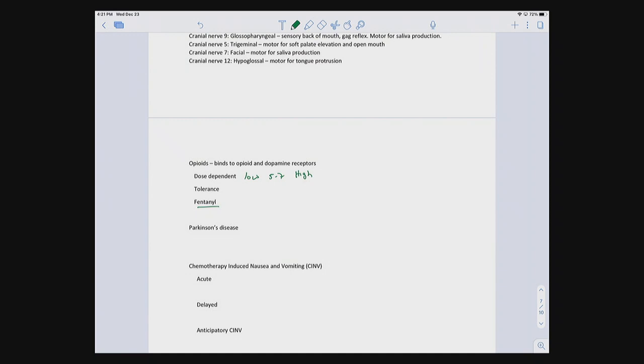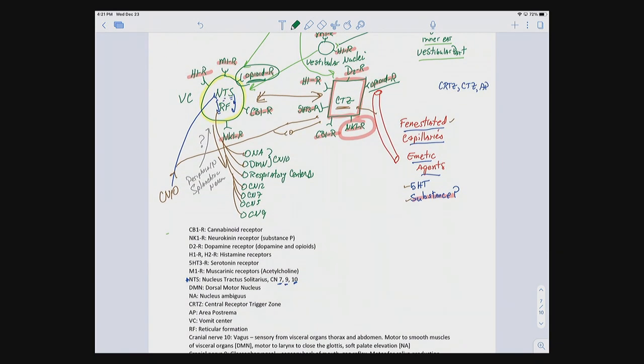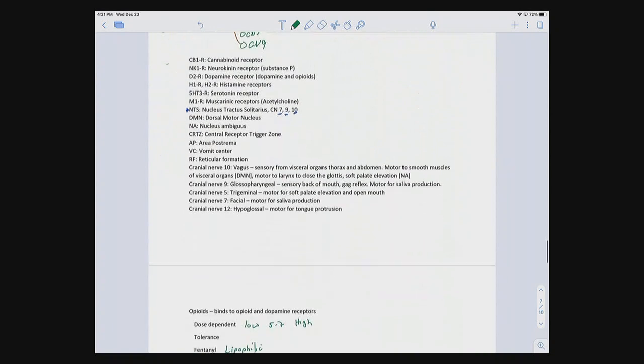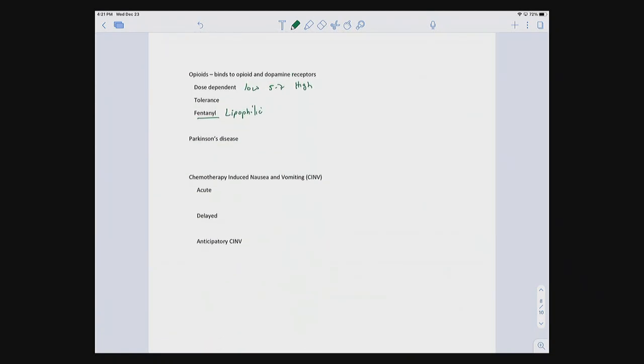But one of the reasons they think is because of the nature of fentanyl itself. Fentanyl is highly lipophilic, which means it travels through cells very, very easily. And so the thinking there is that fentanyl has an easier time getting to the vomit center because it is so lipophilic. So that's kind of the hypothesis there. Something interesting to think about.